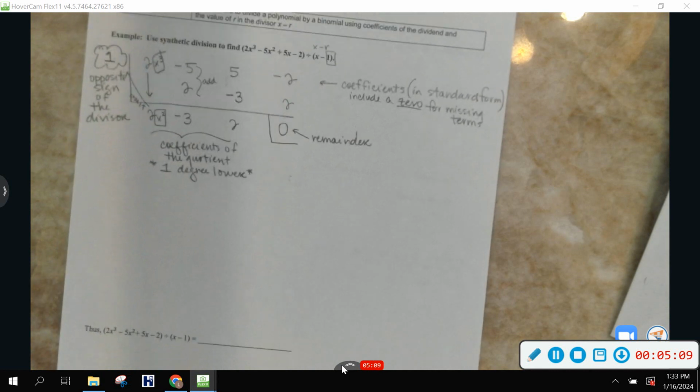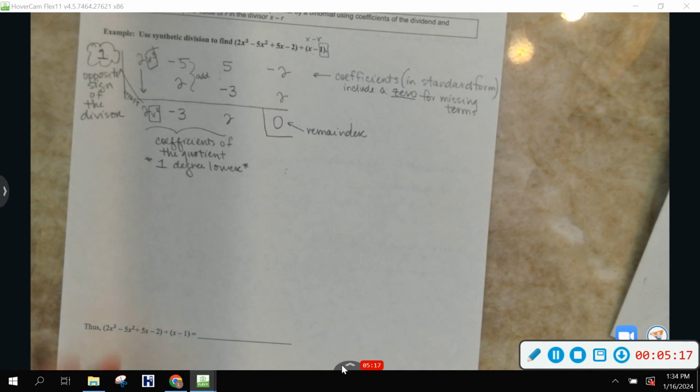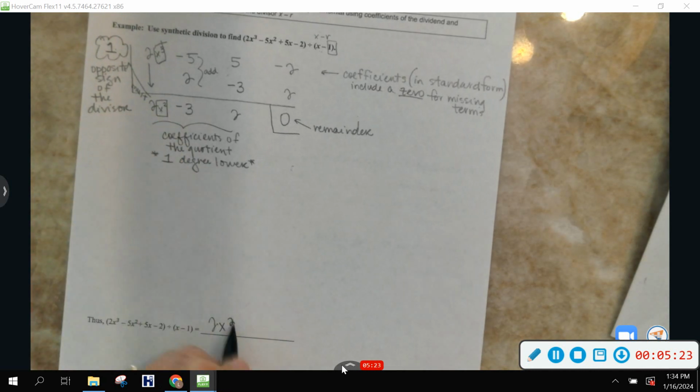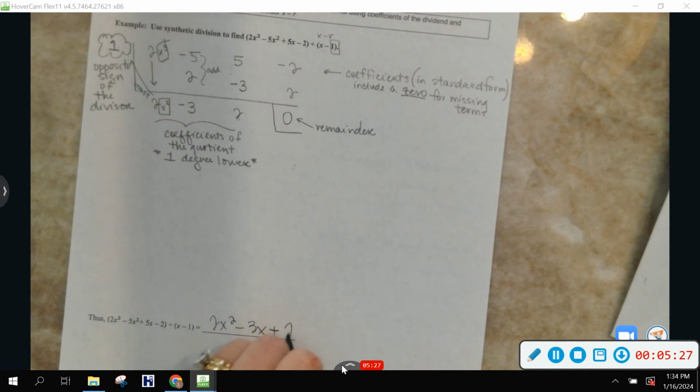So if I come down here to this summation, if I take 2x cubed minus 5x squared plus 5x minus 2 and divide it by x minus 1, what am I left with? My remaining quotient is 2x squared minus 3x plus 2. No remainder left over.